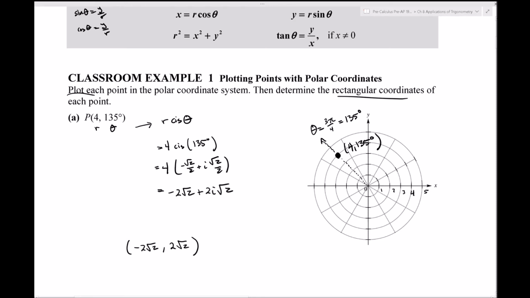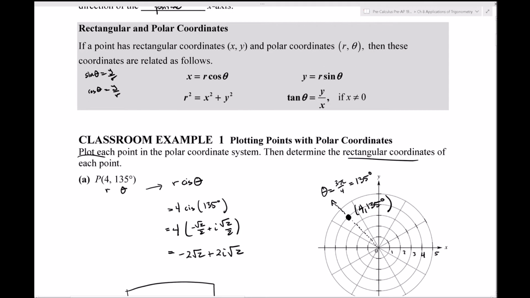You disregard the i. The i just means that that's the y coordinate. This is what they want. So that's the mathematics for getting that. And if you understood the previous notes for 8.6, then that's how you would do it. The other way you would do it is you'd use these equations.